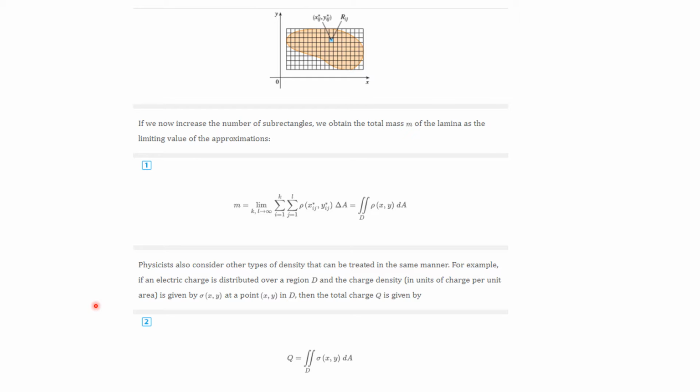Now physicists also consider other types of density that can be treated in the same manner. So, for example, if an electrical charge is distributed over a region D and the charge density, in units of charge per unit area, is given by sigma of xy at a point xy, then the total charge, in the same way that the total mass is, would be the double integral over D of sigma of xy dA.